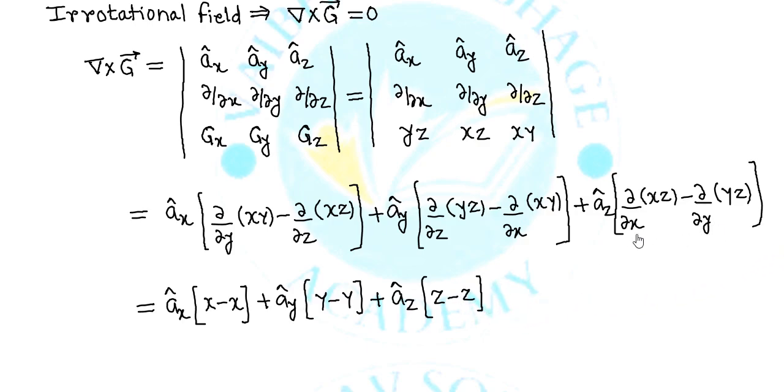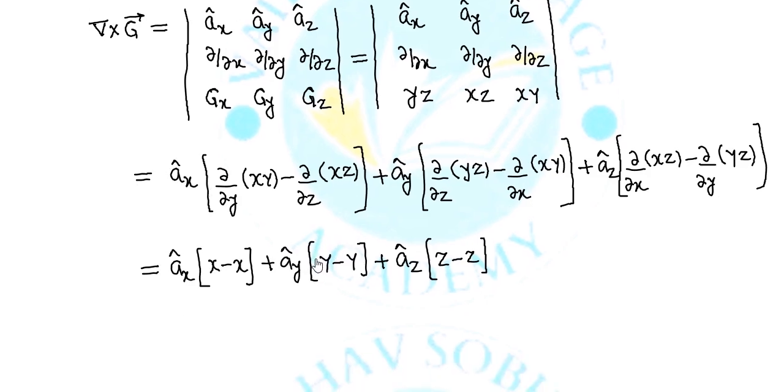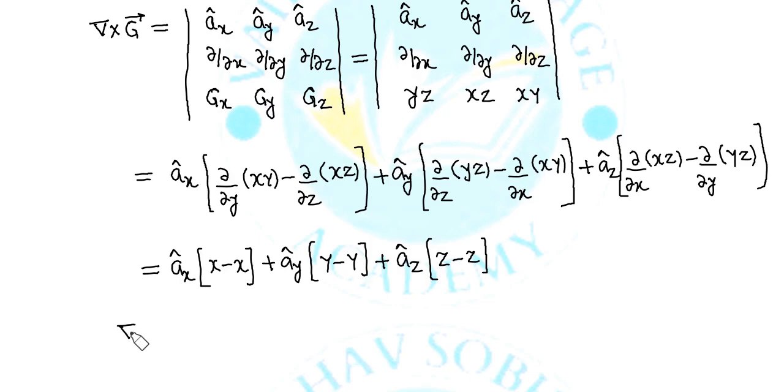Okay. Now if you simplify that one, so what is your observation? We have found that the curl of your given vector g is equals to what? That is equals to 0. So this is the proof that your given vector is irrotational if the curl of a given vector is equals to 0. So this is the very first part of the numerical. Now we will move on to the second part of the numerical.